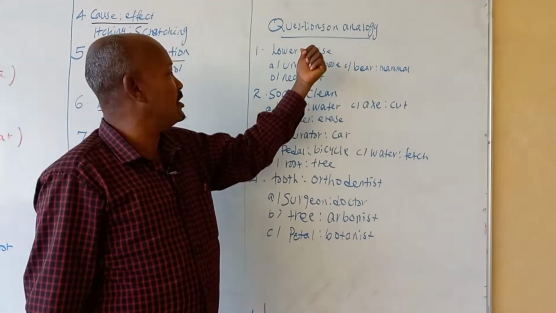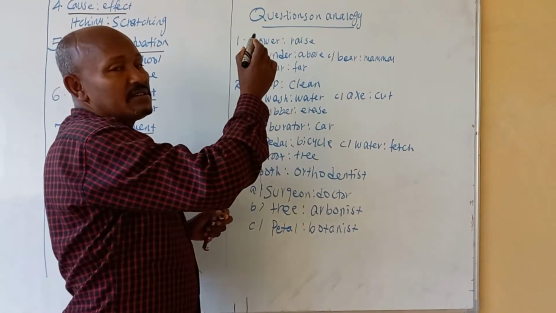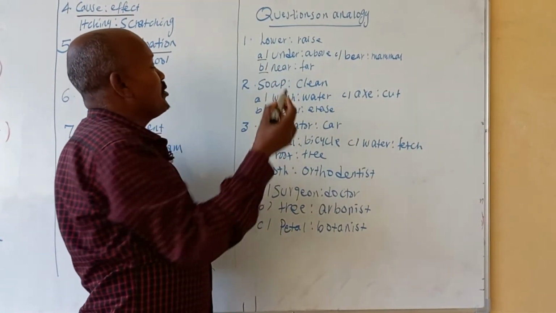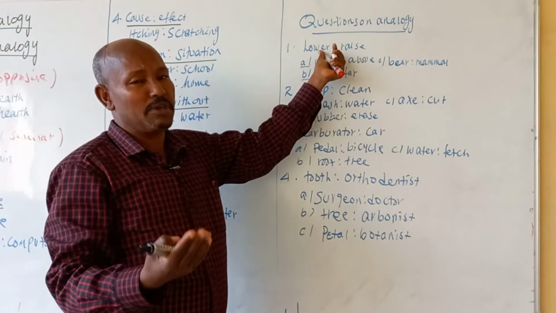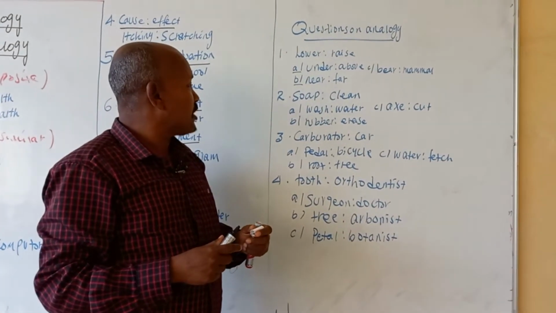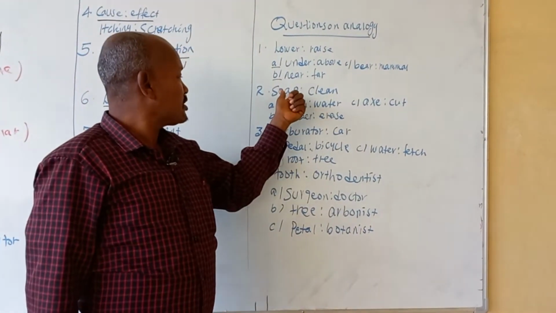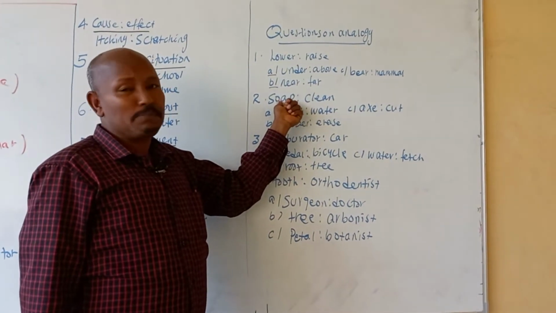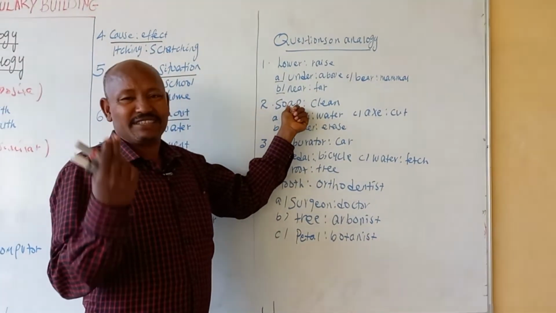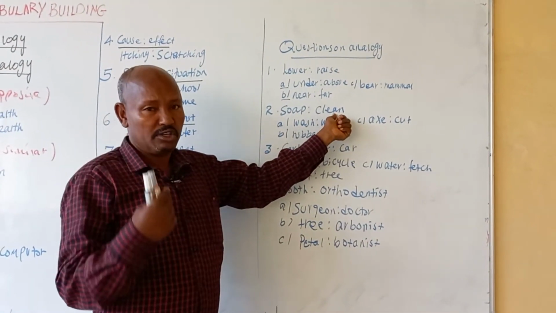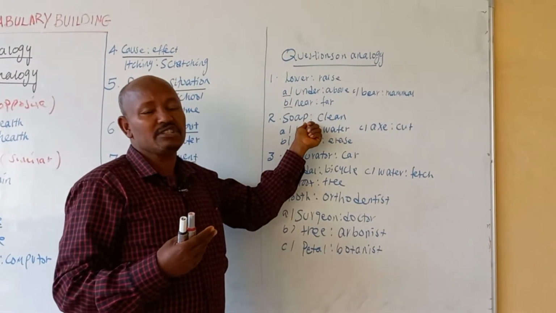This relation doesn't fit with the question. So the answer for this question should be what? Under, which is the opposite of above, near, which is the opposite of far. So we can understand how the first words can be paired. The second, soap and clean. The two pairs of words can be related in this way. The purpose of soap is to clean, or the function of soap is to clean. So it's called a purpose relation. Which pair of words has the same function as the question, soap with clean?